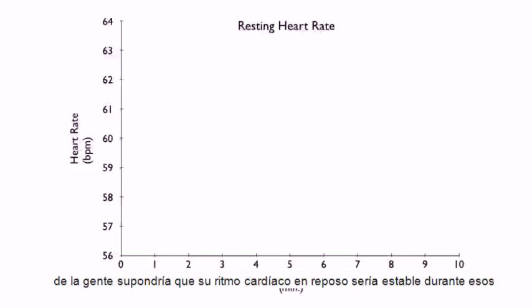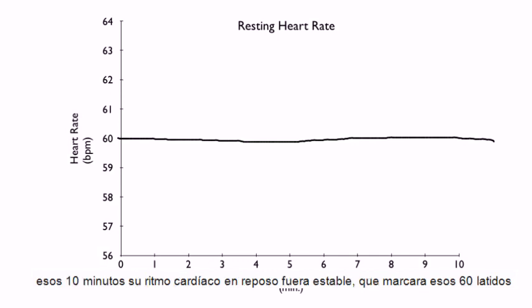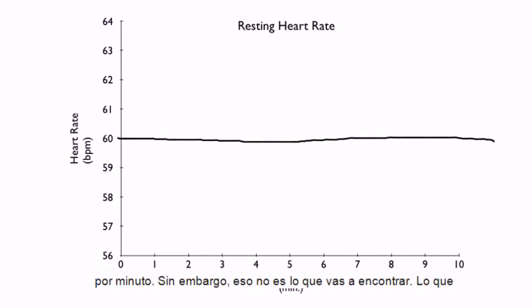Most people would assume that their resting heart rate would be stable during those 10 minutes. And let's say the average resting heart rate is about 60 beats per minute. So most people would expect that over those 10 minutes, your resting heart rate would be stable, at about 60 beats per minute. However, that's not what you're going to find.